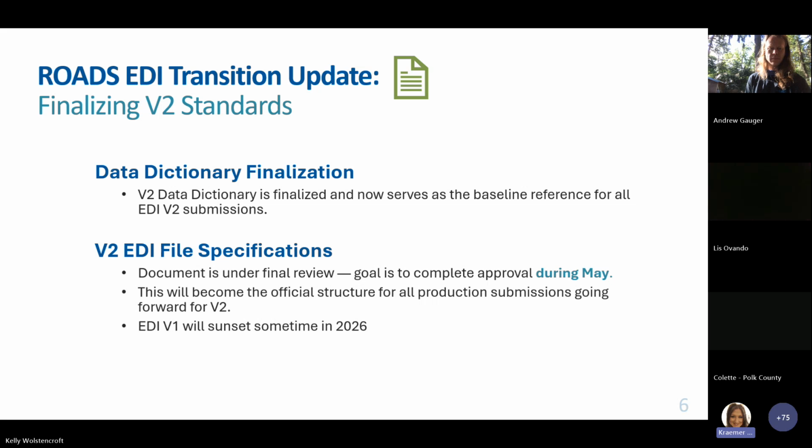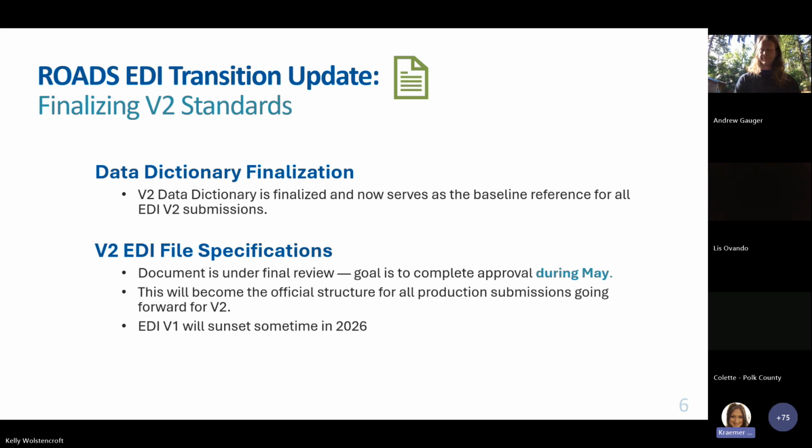I wanted to say the data dictionary for version 2 has been finalized and will now serve as the baseline reference for all EDI V2 submissions. Its companion document, the V2 file specifications guide, is currently under review. It is probably about 95% complete. Pete, myself, and a couple of other individuals on our team are currently going through that in collaboration with our technical folks. So our goal is to get the completed approval during May of 2025.